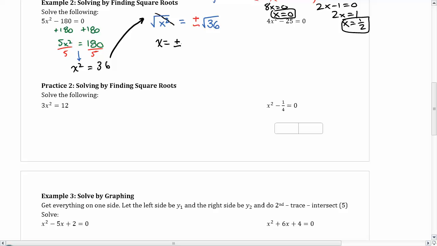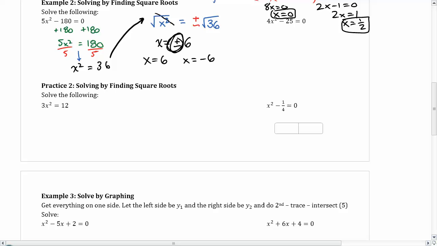Well, 1 times 1 is 1, 2 times 2 is 4, 3 times 3 is 9, 4 times 4 is 16, 5 times 5 is 25, 6 times 6 is 36. So the square root of 36 is 6. So what this symbol means is that x equals 6 and also x equals negative 6. Both of those answers are valid. Both of them are absolutely correct.